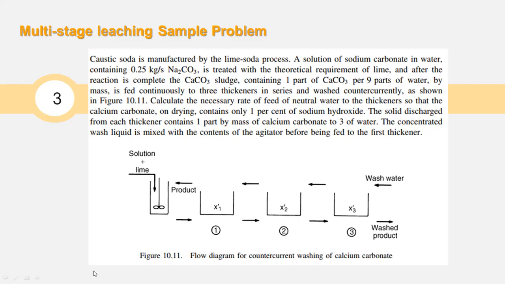And if you may recall, and if you have already watched the previous recorded discussion on this, we already solved for the x sub 3 prime. What is this x sub 3 prime? That would be the mass ratio of the solute, which is our caustic soda, the sodium hydroxide, and the solvent, which is water. Okay, it's the mass ratio.